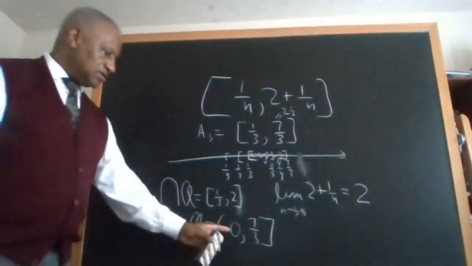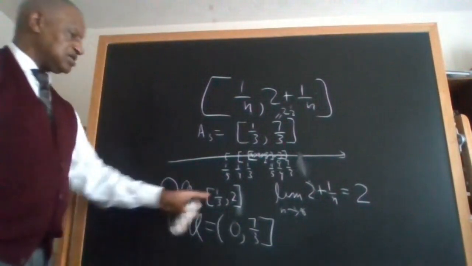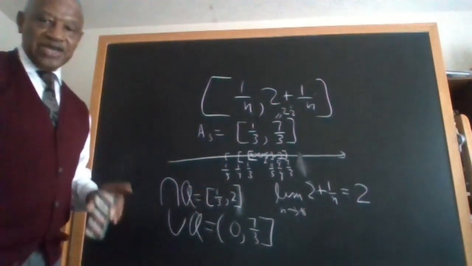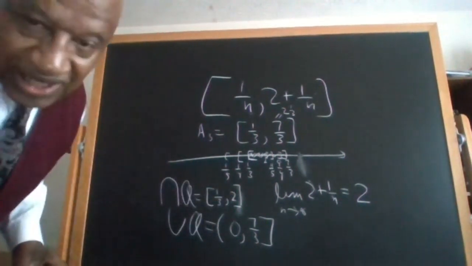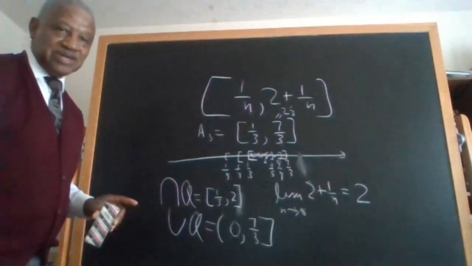The union should be 0 to 7/3, and the intersection should be 1/3 to 2. We got it right now. By doing it in terms of drawing the picture, it helps out tremendously. It makes a lot more sense on the board. I'm suggesting you do the same thing.